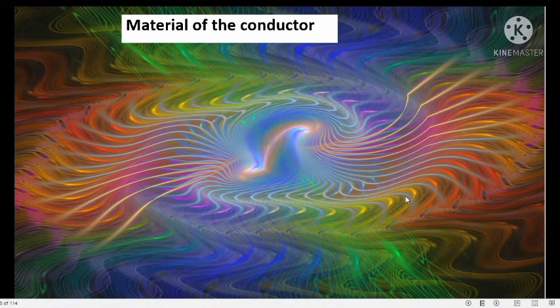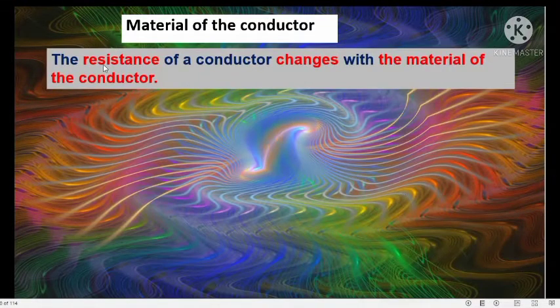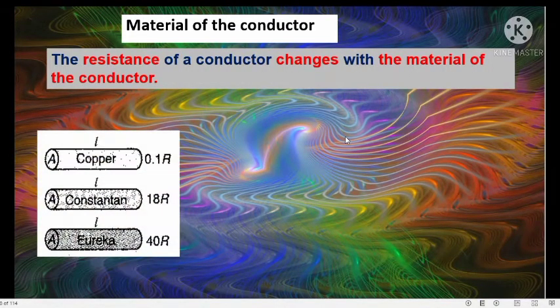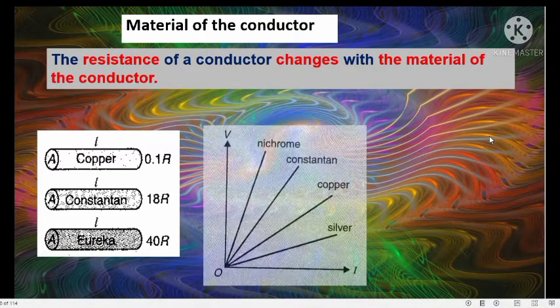Okay, material of conductor. Resistance of a conductor changes with the material of the conductor. Let's say we have different types of material, same length, same thickness: constantan wire and eureka wire. So same length, same thickness, but different resistance. You can see from here, resistance of eureka wire is the highest compared to constantan, compared to copper. So it depends on the type of material.